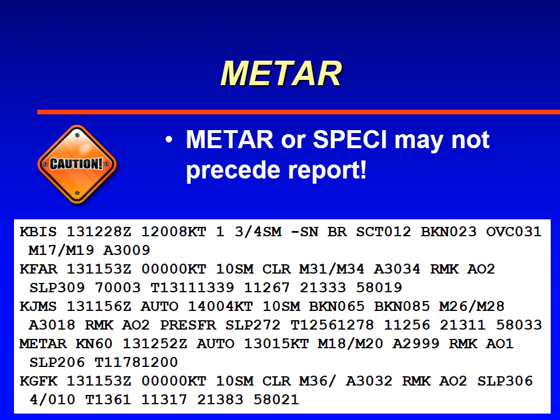Fargo is a routine. The observation was made at 11:53, and that falls between 45 minutes all the way to the top of the hour. Jamestown also is a routine observation. So is Garrison at KN60. It was made at 12:52. And the same thing with Grand Forks. Grand Forks routine observations are always made 53 minutes after the hour.